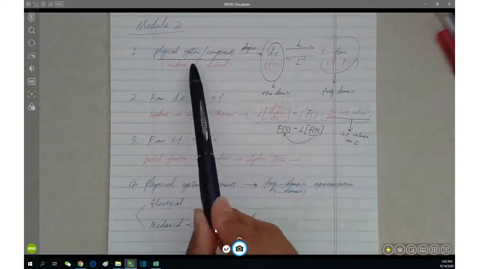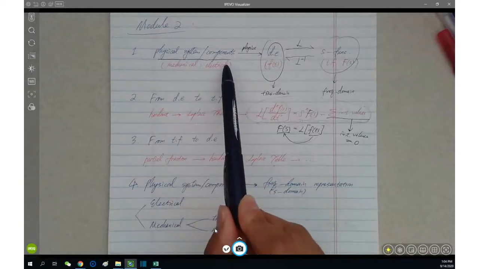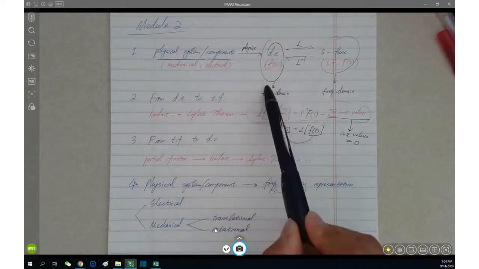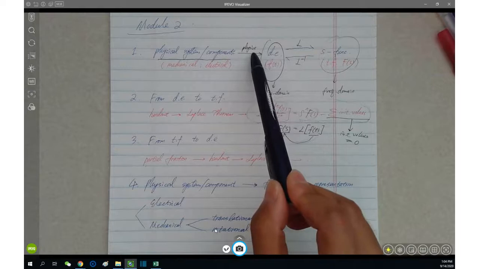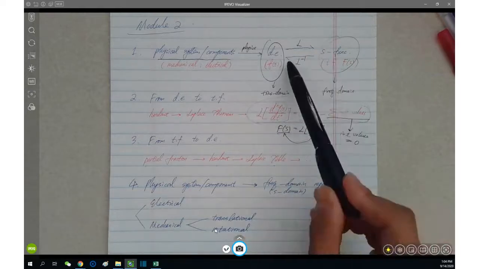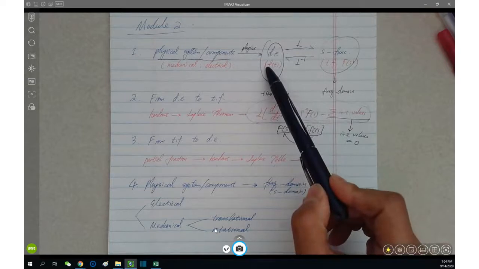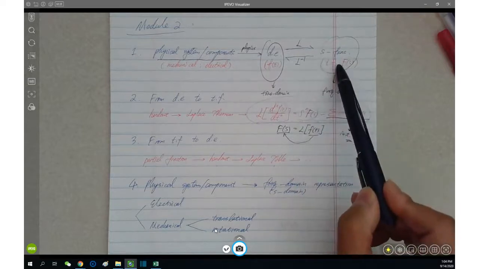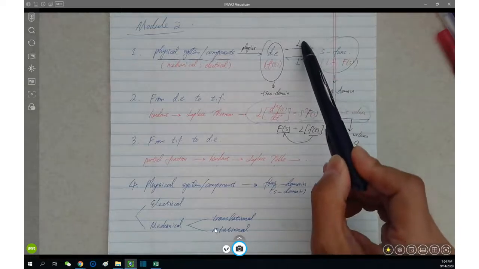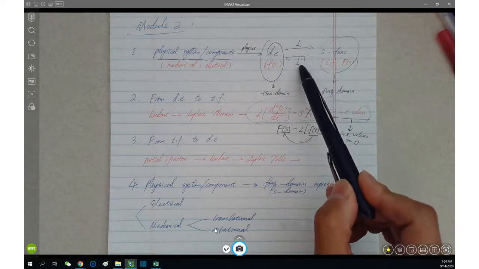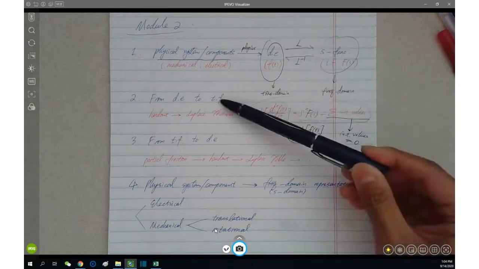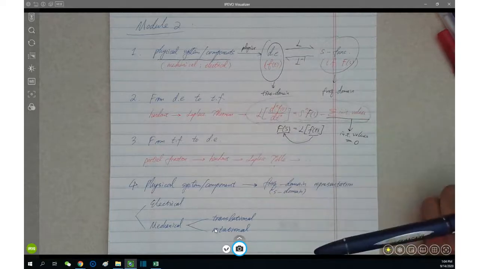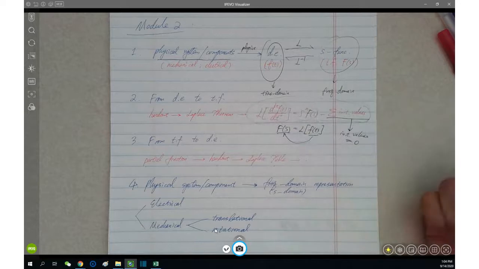A physical system or component, either mechanical or electrical, can be modeled or described by a differential equation in the time domain based on basic physics principles. The differential equation can go back and forth to the frequency domain transfer function by conducting the Laplace transform, or the other way around, the inverse Laplace transform. We have done both ways, here and here, and we had some examples showing the details.